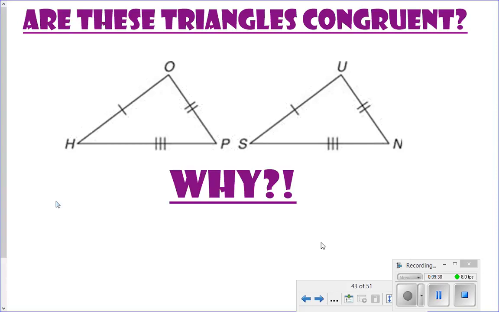So I see side, side, side. In the other triangle, side, side, side. Side, side, side does prove triangles are congruent. So yes, they are. Let's write our congruence statement.